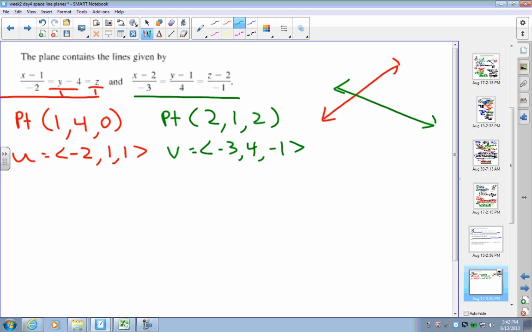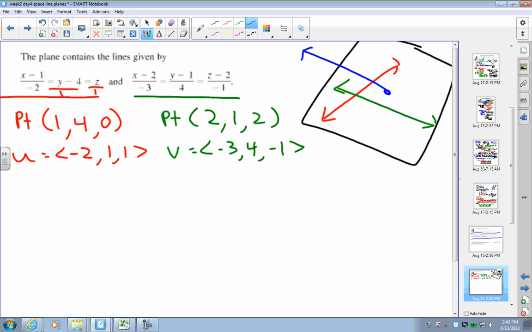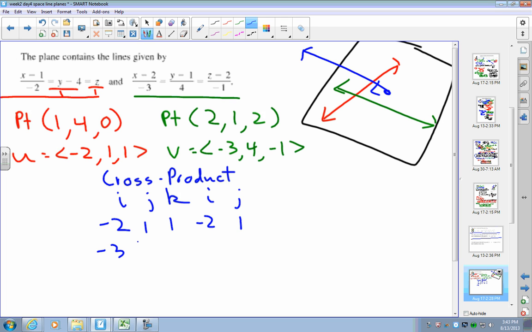If I have two lines, the whole focus is that somehow this is embedded into a plane, okay? That plane holds both of those lines, and I need to get the normal vector that shoots out of the plane, the pen that shoots out of the book. Well, again, to do that, do the cross product. So, i, j, k, i, j, -2, 1, 1, -2, 1, -3, 4, -1, -3, 4.